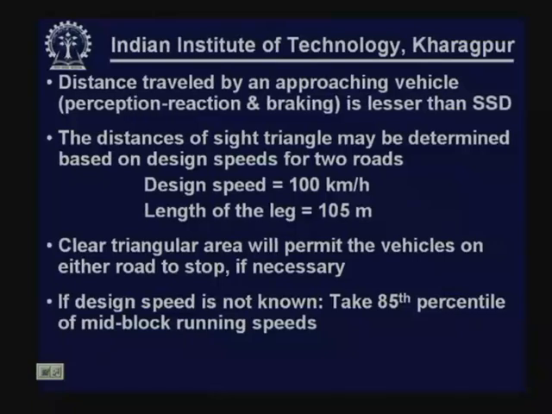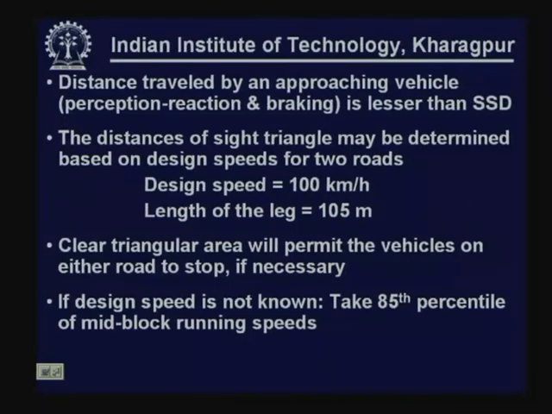They may take up to 2.5 seconds in the perception reaction component, and if necessary then they apply brake. Considering all these things, AASHTO has given design values for the length of leg, making it as a function of the design speed. Say for example, the distance of side triangle may be determined based on design speed for two roads. Say if the design speed is 100 kilometer, then AASHTO says the required length is 105 meter.